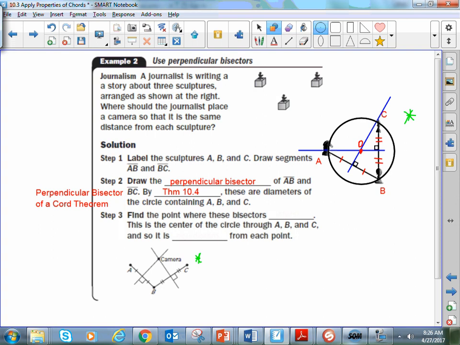I'm off just a tiny bit here, but I did most of this just by eyeballing it. I didn't actually measure anything. Okay, but that's what this question is asking you to do.